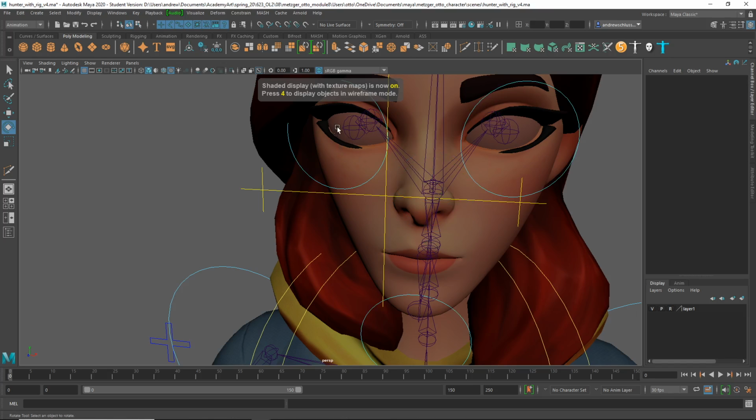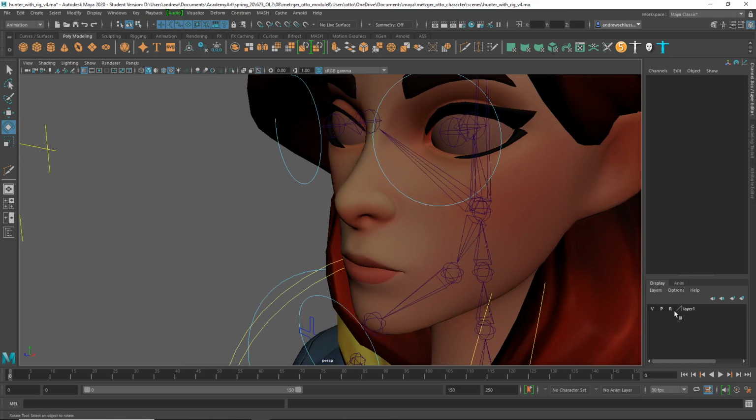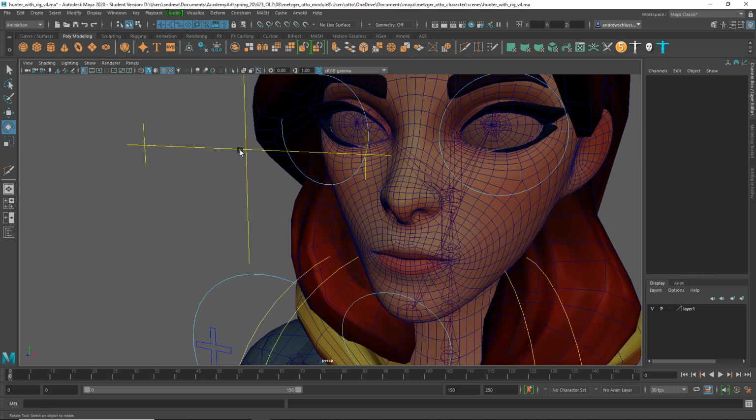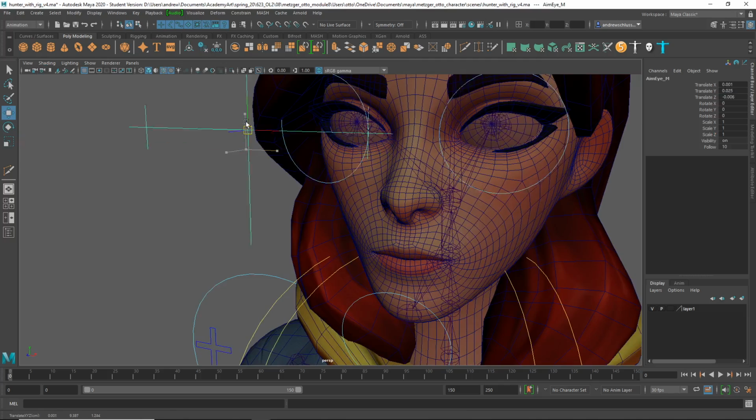Where is the eye texture anyway? They seem to be working.